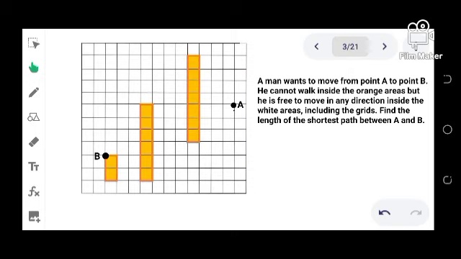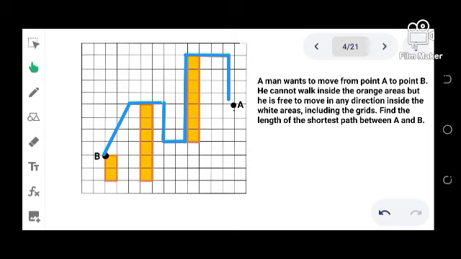Now, before we can find the length of the shortest path, we need first to identify in what direction of movement we can determine the shortest path. Based on the conditions given in the problem, the man can move up or down as long as it is inside the white areas. Now, if the man decides to go up, one possible path that he could take is this one.